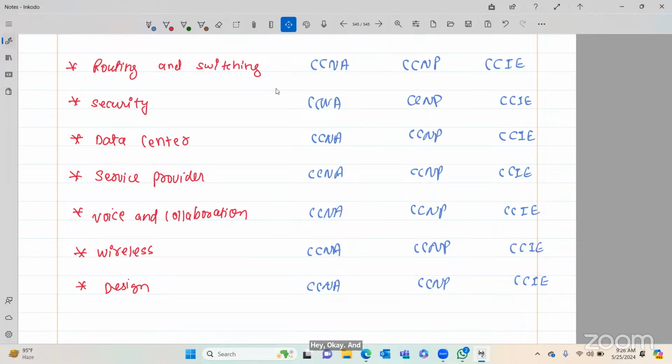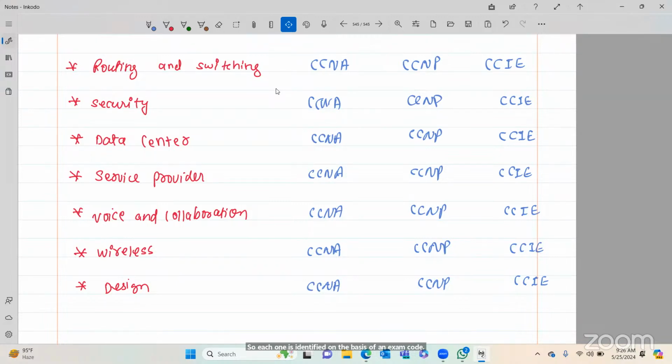And that's why Cisco uses exam codes. If you're going for CCNA routing and switching, then the exam code would be different. If you're going for CCNP routing and switching, then there would be a different exam code. So each one is identified on the basis of an exam code. Okay.